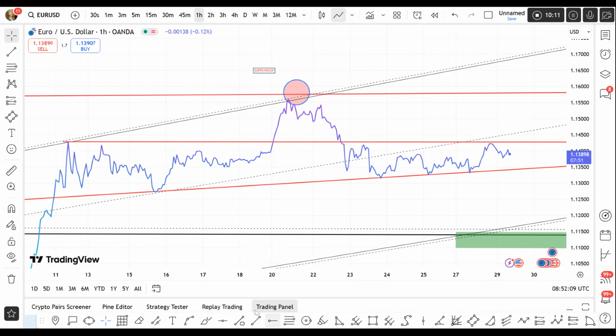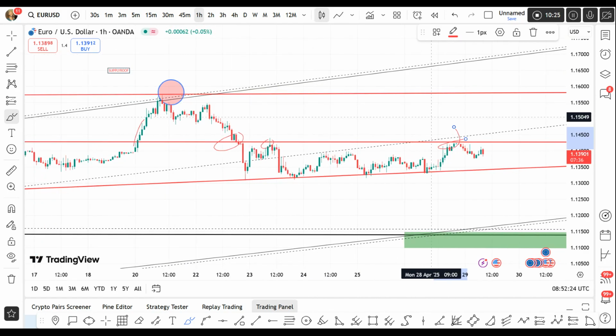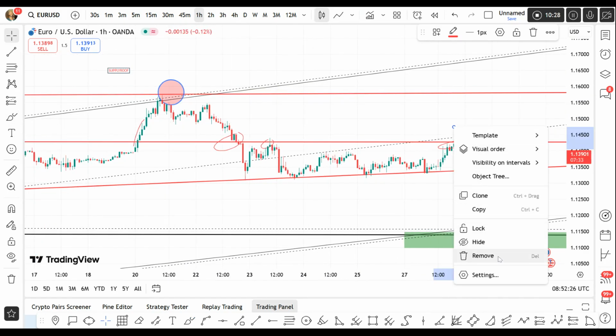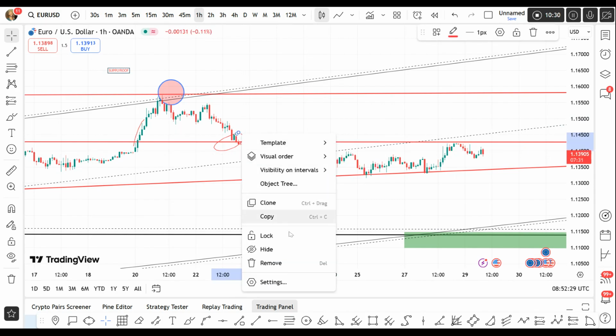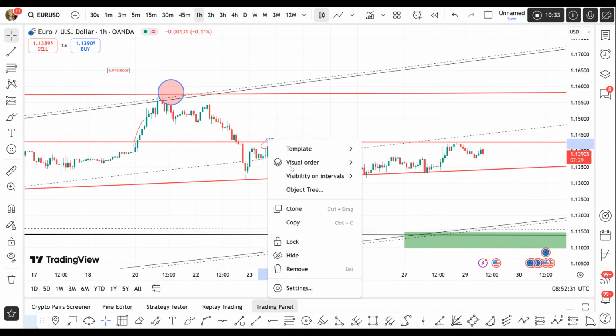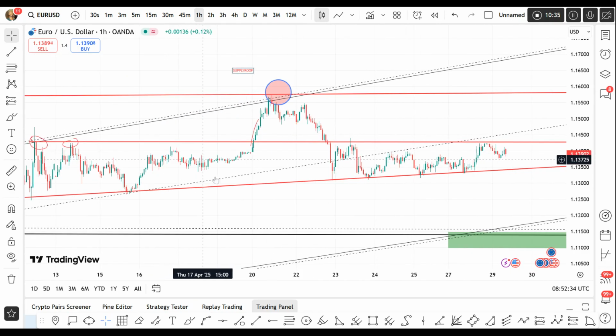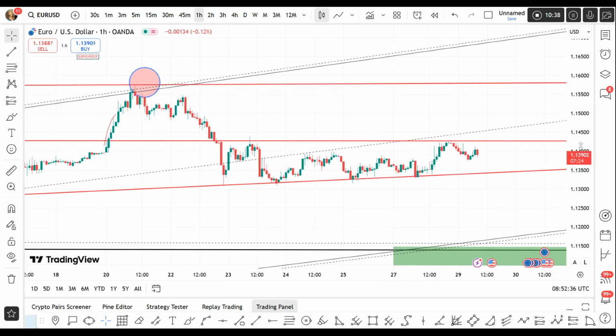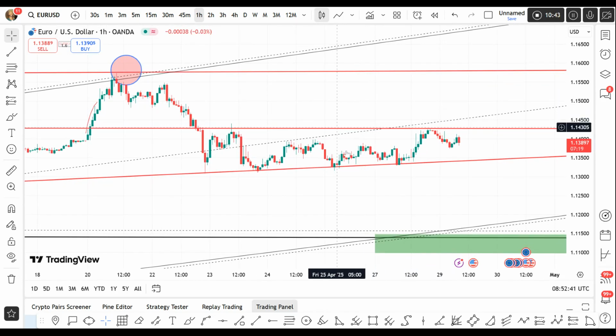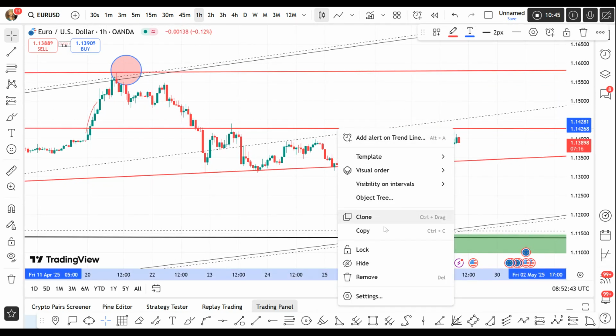So we have a structure now on 1 hour. Supply roof, break of structure, retest and break of demand floor, retest of the supply roof, another retest. So GU now have a roof and a floor, temporary, while the market is consolidating.